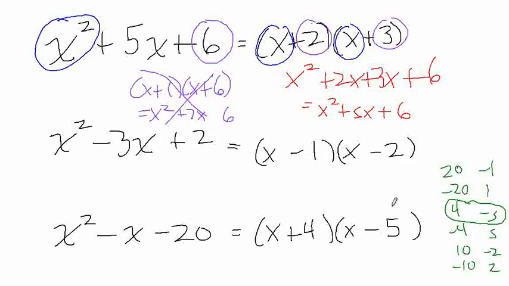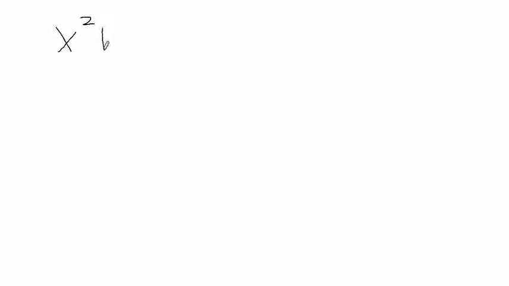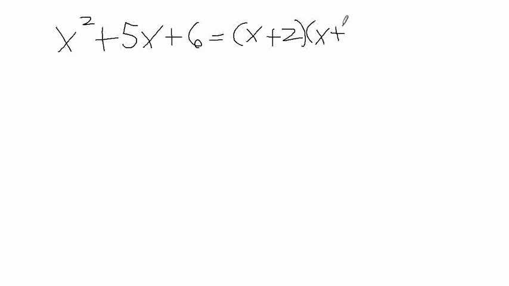Now, I want to emphasize that not every quadratic expression can be factored in this way. Okay? If you're not able to factor an expression, it's possible that nobody can factor it. It's possible that it simply can't be factored. All right? So let me give you an example. Here was the first one, x squared plus 5x plus 6, and the 2 and the 3 did the trick, right?